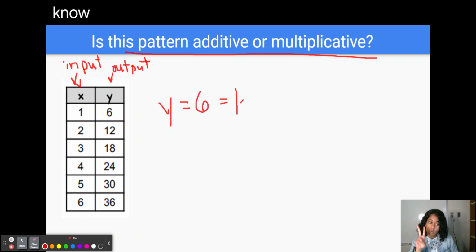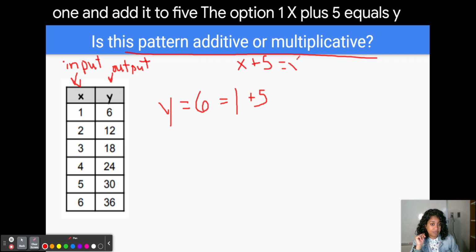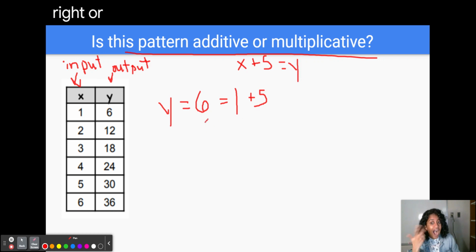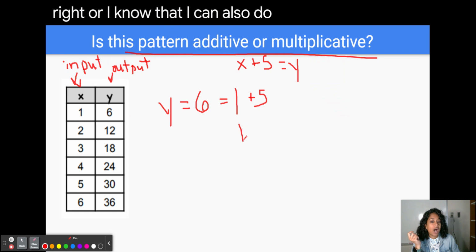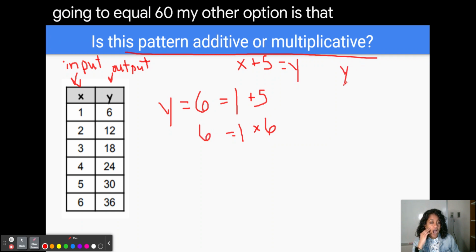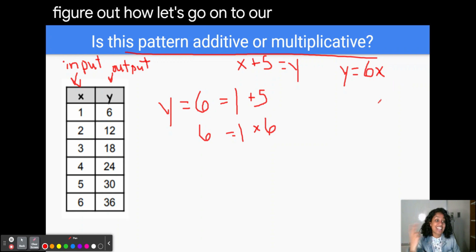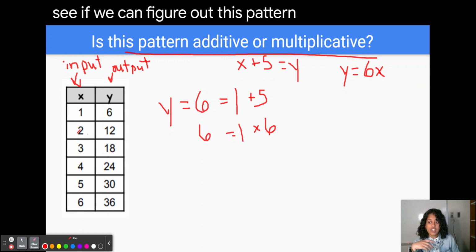As I'm thinking about this, I know it could be one of two things. I could either take 1 and add it to 5, so that could be option 1, x plus 5 equals y. Or I can also do 1 times 6, and that's going to equal 6. So my other option is that y is going to equal 6 times x. Let's go on to our second input and see if we can figure out this pattern.